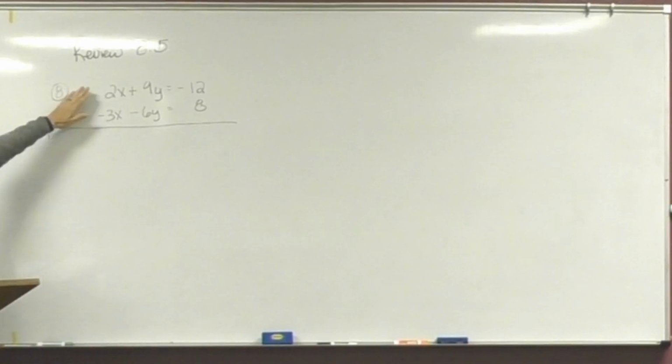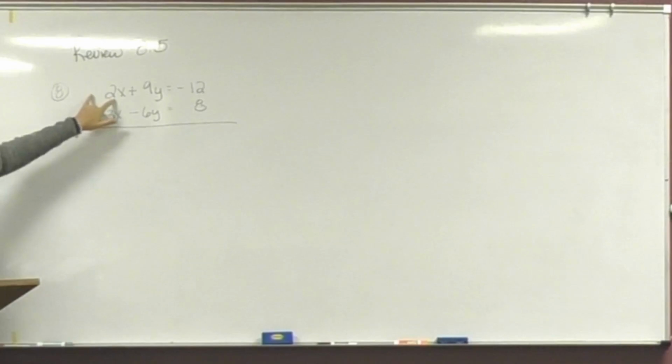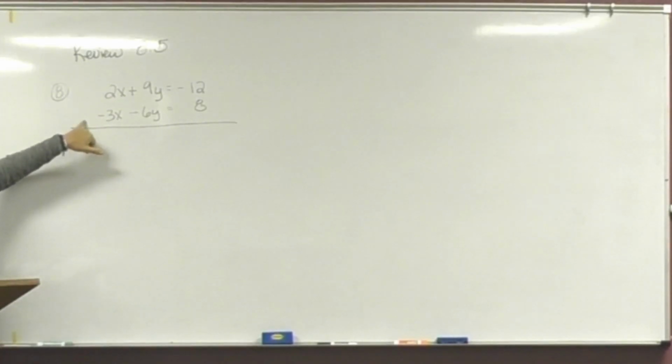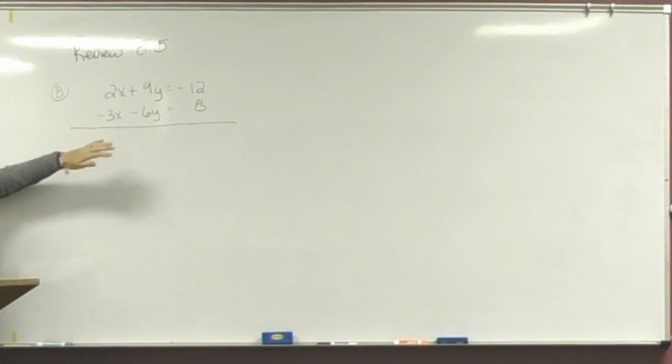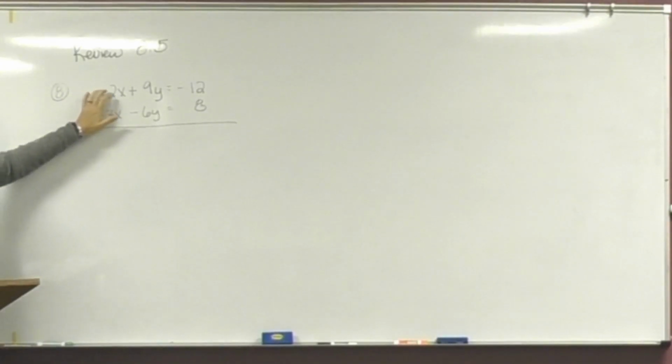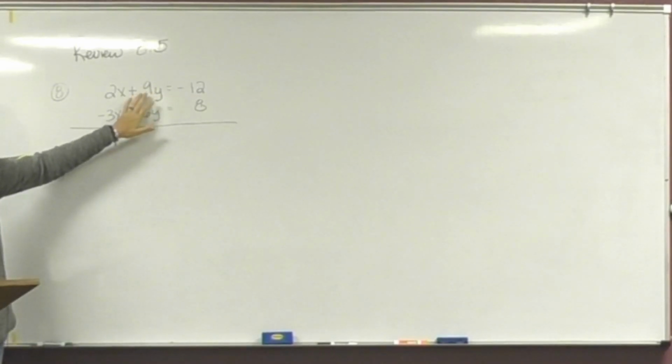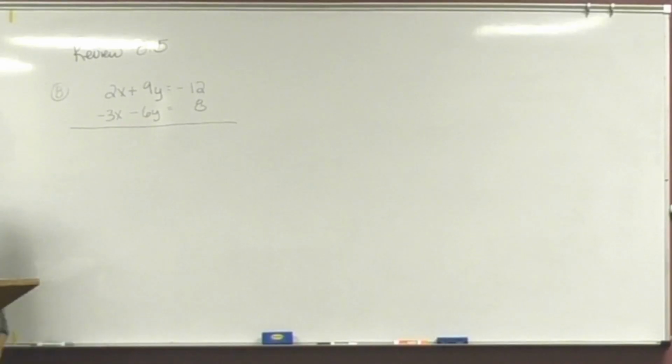So I can multiply this by a 3, giving me a 6x, and then I can multiply the bottom one with a 2, giving me a negative 6x, and those would cancel. Or I could multiply the top one by a 2 to give me an 18y, and multiply the bottom with a 3, giving me a negative 18y. So again, it doesn't really matter. It's whatever you prefer, whatever you like.